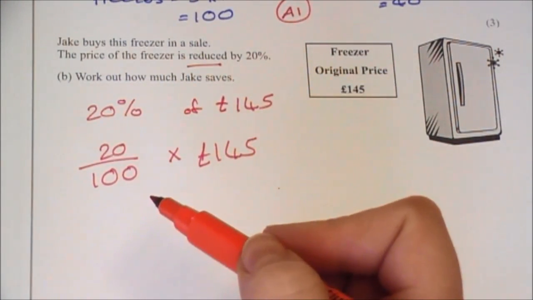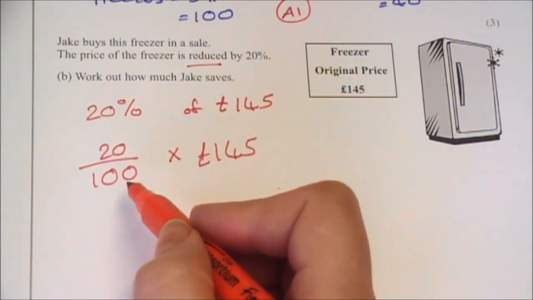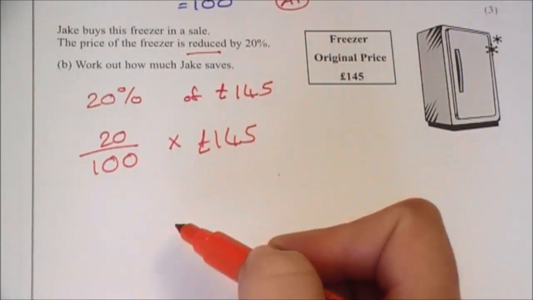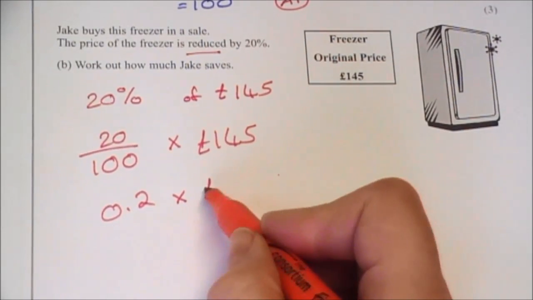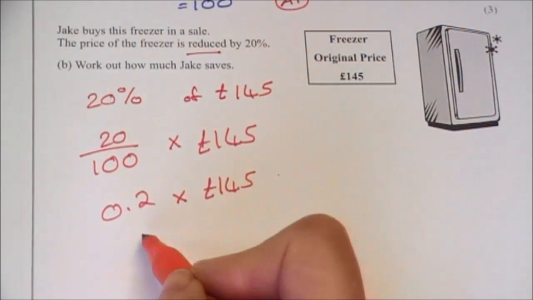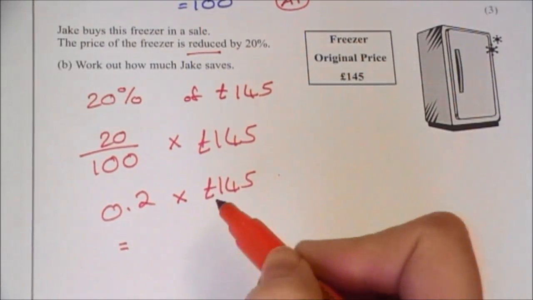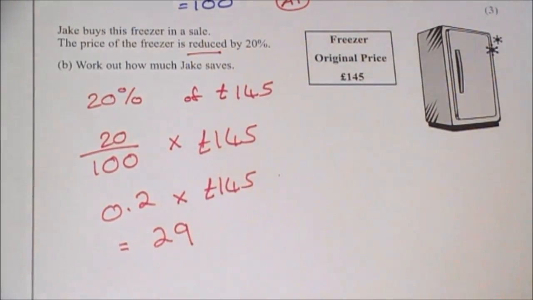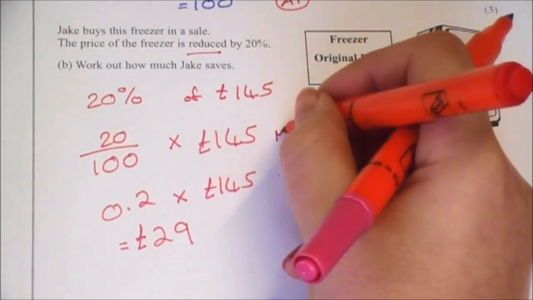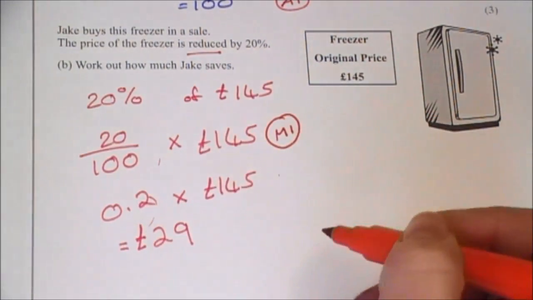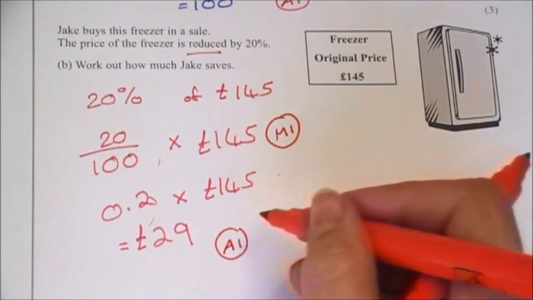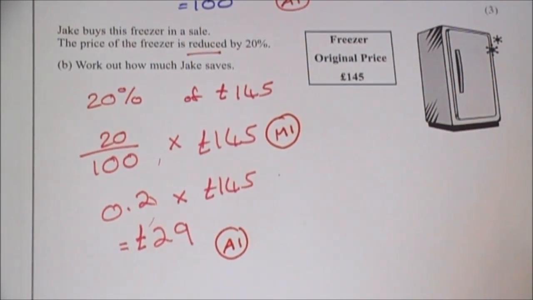So this is a calculator paper, remember. I can put in 20 divided by 100 and press equals, and then press my S-D button, and that'll give me the decimal of 0.2. Then I press times, and it's 145. And 0.2 times 145 equals 29. So Jake has saved £29. That is a 2-mark question. The marks are allocated as 1 mark for showing whatever method you chose to get your percentage, and the second mark is the answer mark for getting £29.